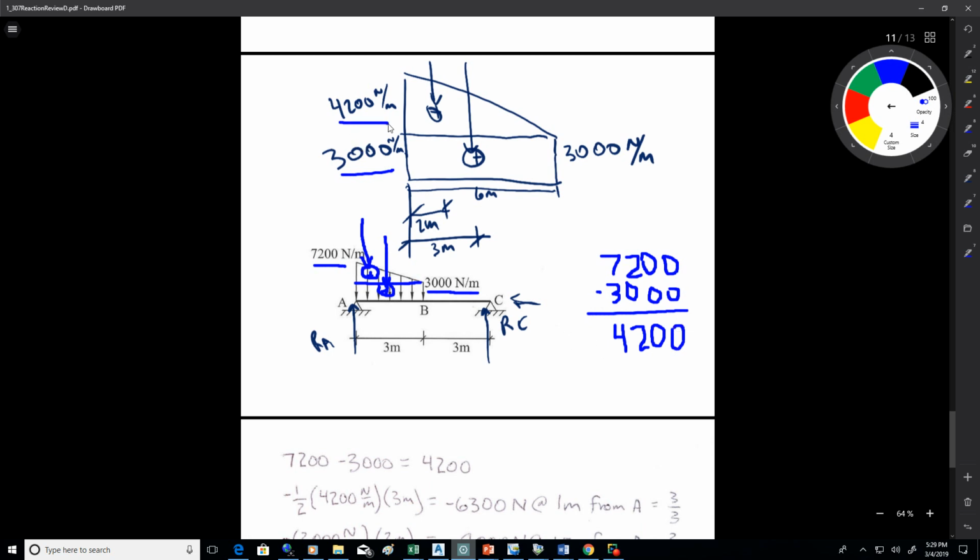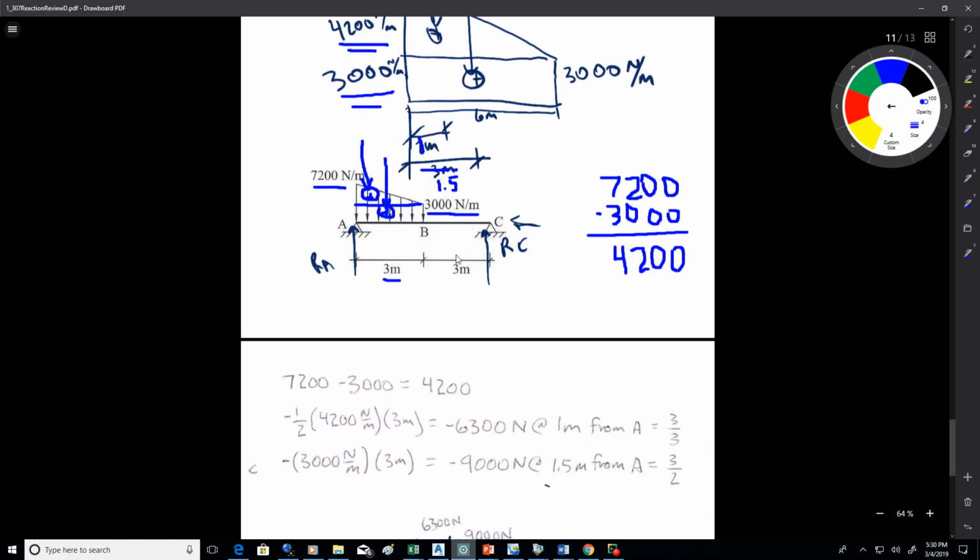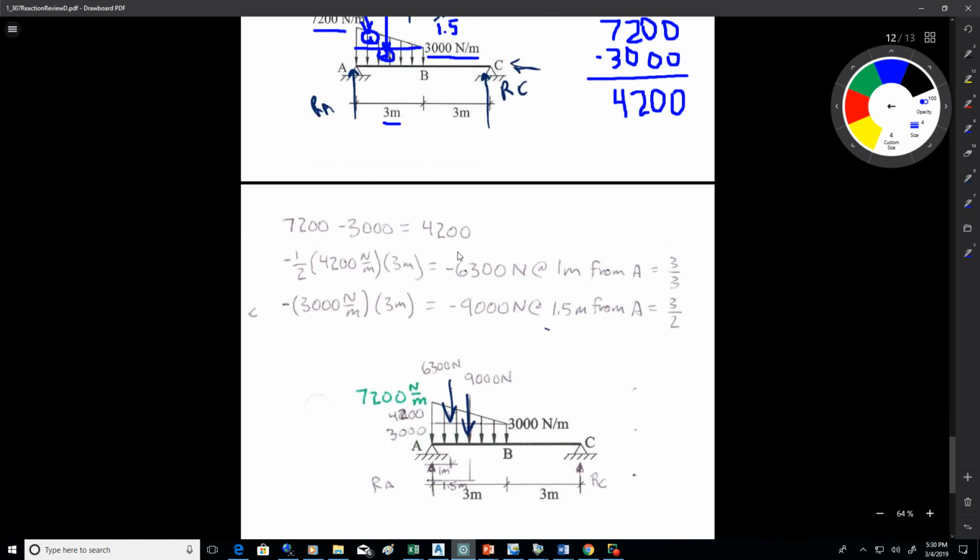So I've got a rectangle with a height of 3,000, triangle with a height of 4,200. They both have bases of 3. So I can go ahead and work through that. I want to find these two forces and their moment arms. So what I've got there, I've got a typo here. This is actually 1 meter here, and this is 1.5. Okay. There we go. All right.